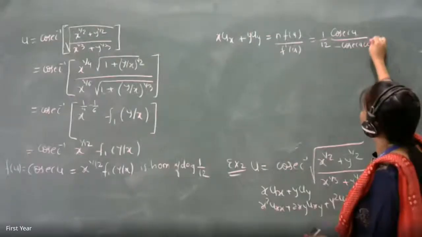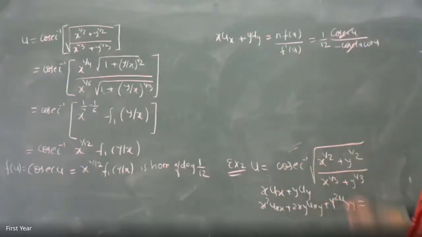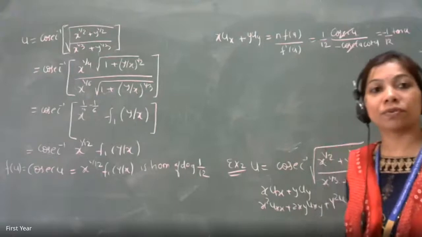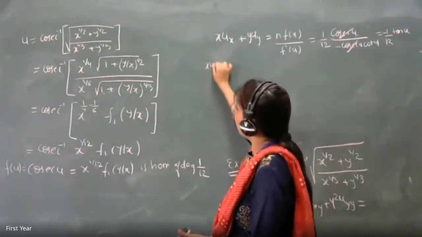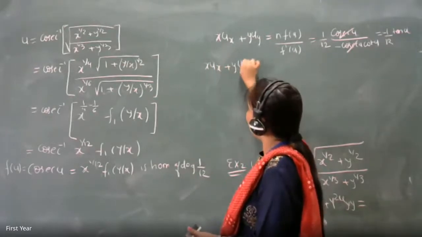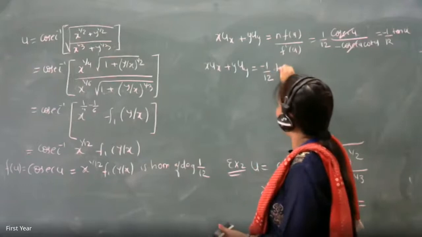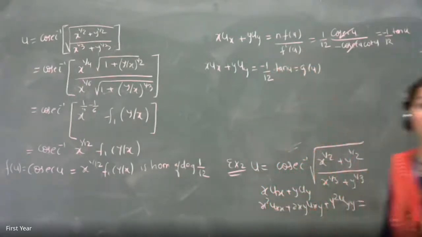What is the derivative of cosec of u? Minus cosec u cot u. Minus cot. So minus cosec will get cancelled and you will get this to be 1 by 12 with minus sign tan of u. Minus 1 by 12 tan of u. Okay. So your first order answer is x ux plus y uy is equal to minus 1 by 12 tan of u, which is nothing but g of u.